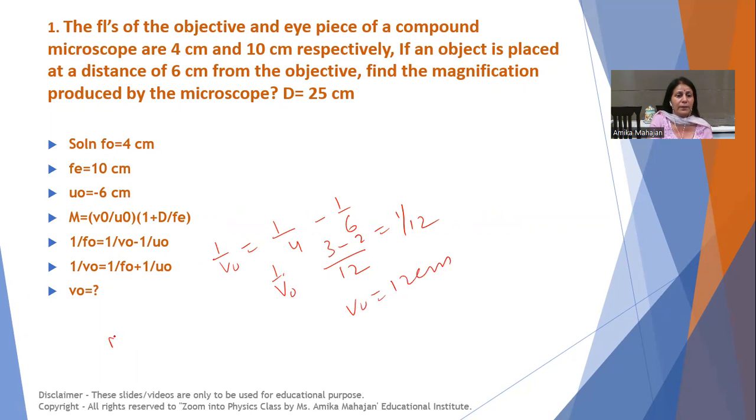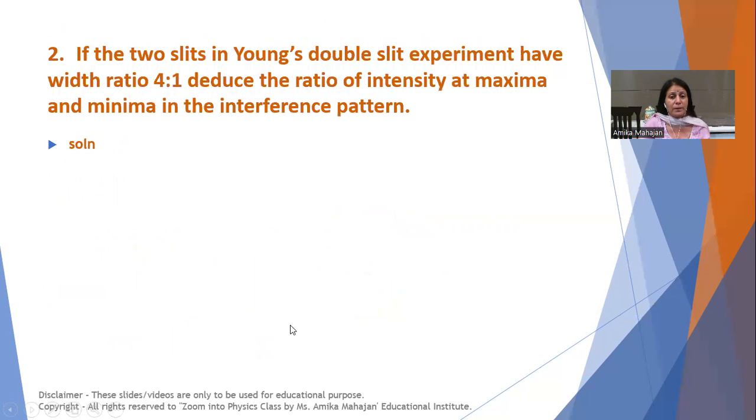Put V naught here. So magnification will be 12 by minus 6 into 1 plus 25 by 10. It comes out to be 7 with negative sign. No units for magnification and negative sign shows inverted image. Next question, Young double slit experiment is there. Slit width ratio is given and we know that intensity is proportional to width.